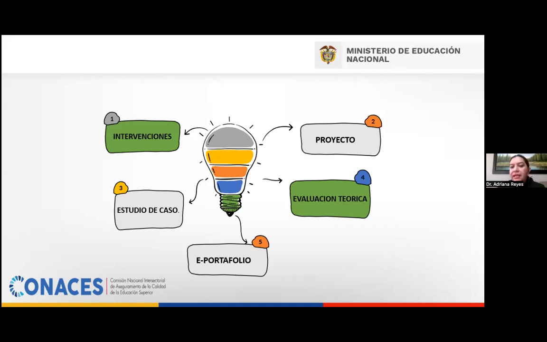Y al replantearla es cuando tenemos que pensar que la evaluación no la podemos dejar para el momento final, para evaluar ya todo el conocimiento que le he aportado a un estudiante o que él ha desarrollado en su proceso, sino que tengo que hacer una evaluación que vaya siendo también progresiva a lo largo de todo el proceso formativo. Y es cuando entonces debemos pensar en otras estrategias como son las intervenciones.